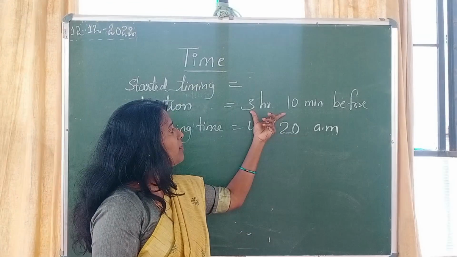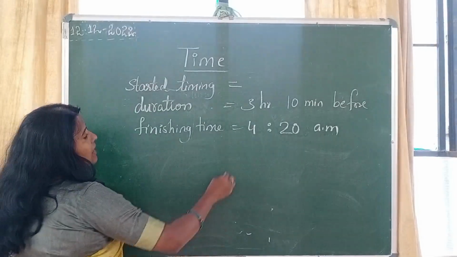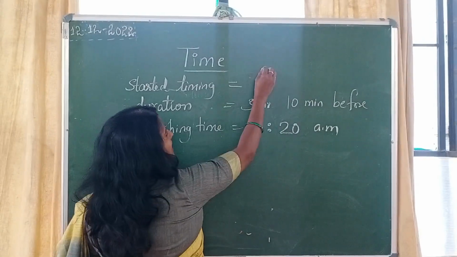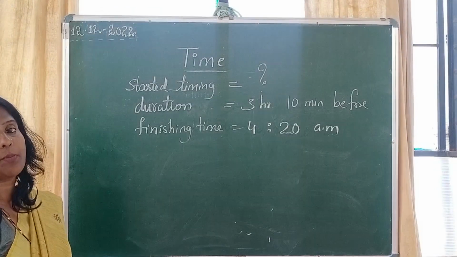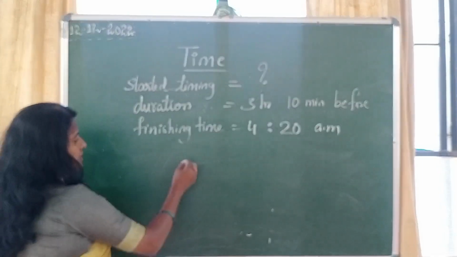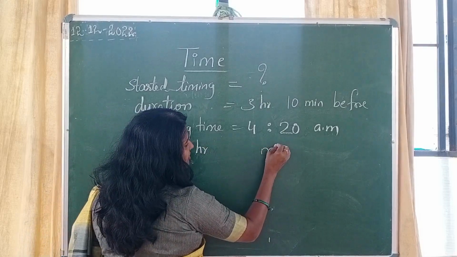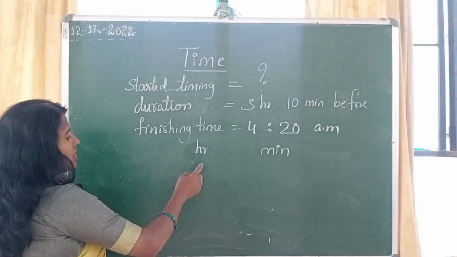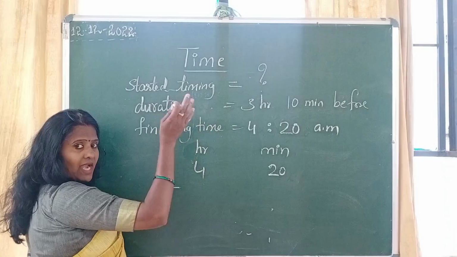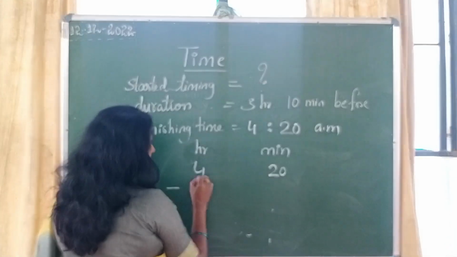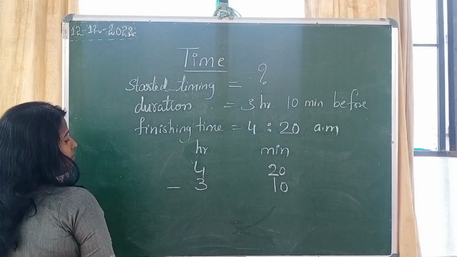Before that, how much time has he taken? 3 hours 10 minutes. Then what is the starting time? At what time has he started that? That is the question mark. Then as I have told, you have to do subtraction here. So here you have to subtract. I told you, first you have to write the hours column and minutes column here. In 4 hours 20 minutes you have to go back, because we have to find the starting time. So we have to subtract 3 hours 10 minutes.